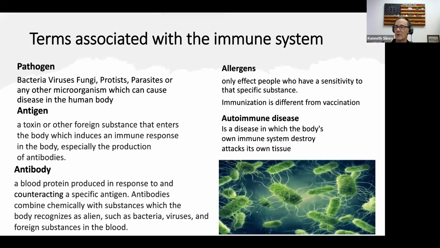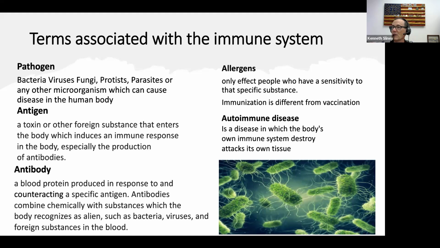An antigen is a toxin or foreign substance that enters the body, which induces an immune response in the body, especially in the production of antibodies. And antibodies are a protein produced in response and counteracting a specific antigen. Antibodies combine chemically with substances which have been recognized by the body as alien, such as bacteria, viruses, and foreign substances in the blood.